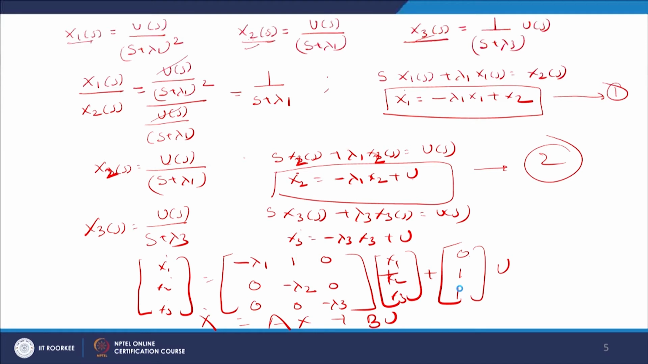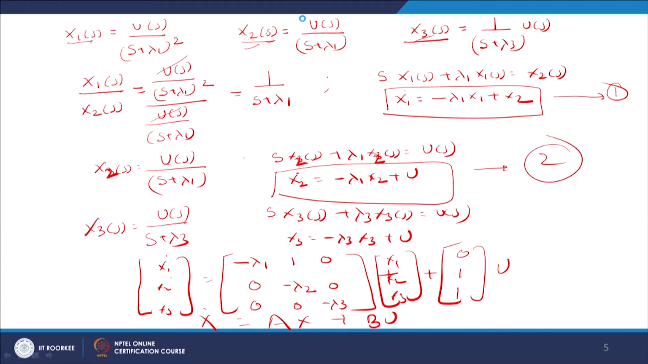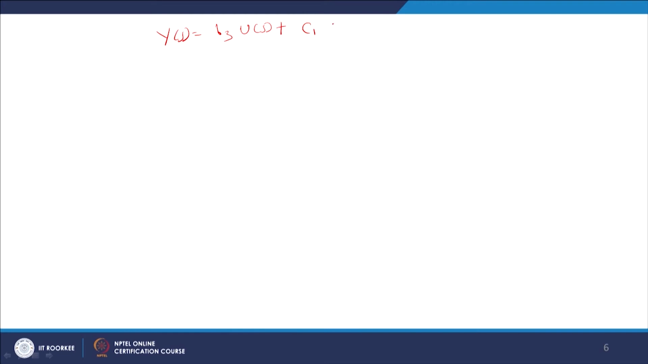So, now about the output equation. Here the output equation is y of s equals b3 into u of s plus c1 into x1 of s, c2 into x2 of s, c3 into x3 of s. Now here we apply the inverse Laplace transform again.